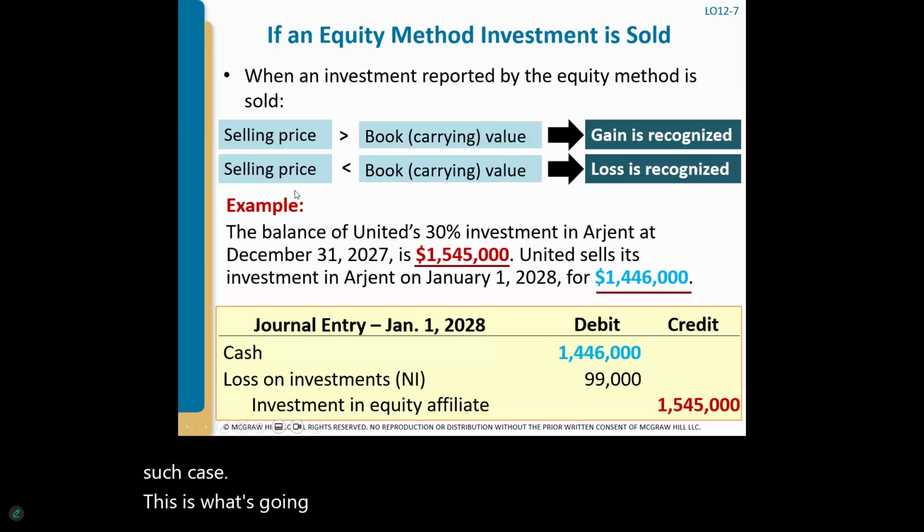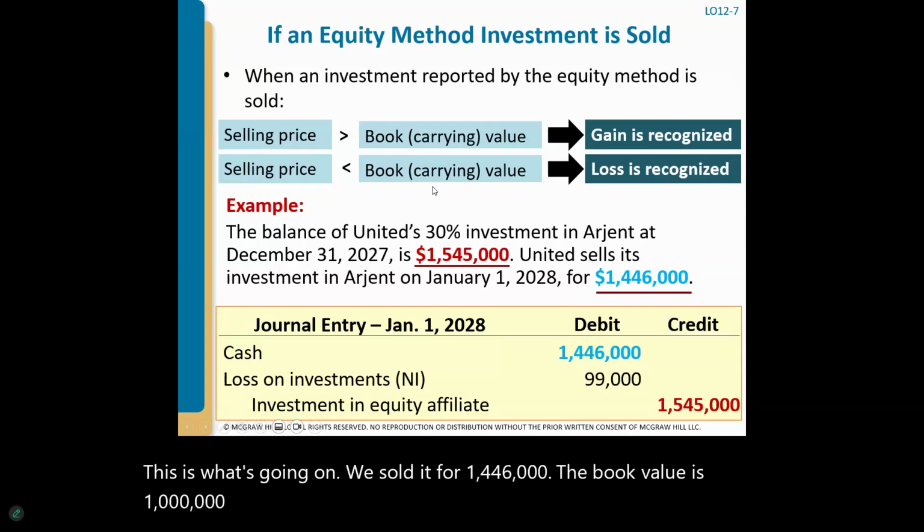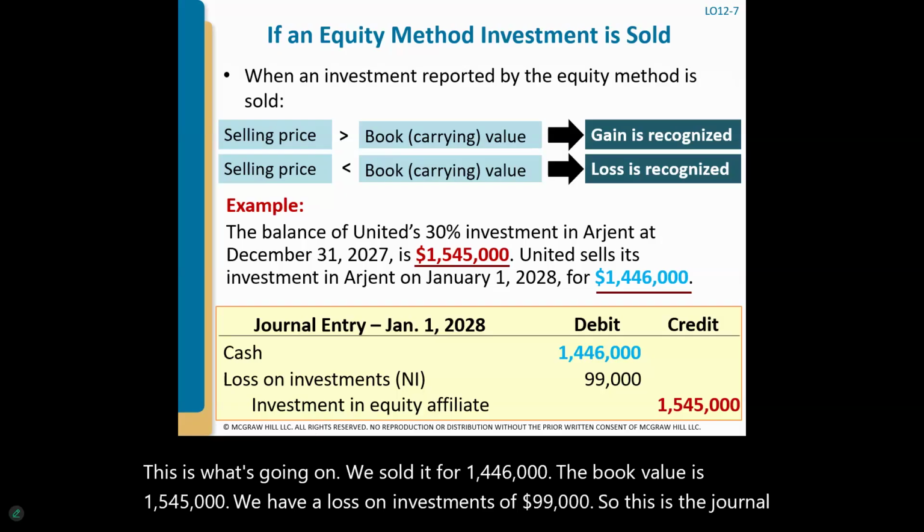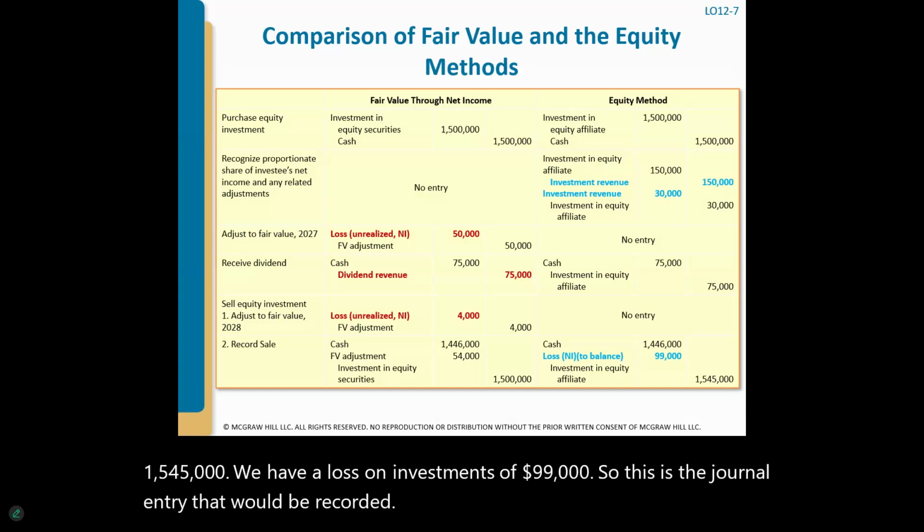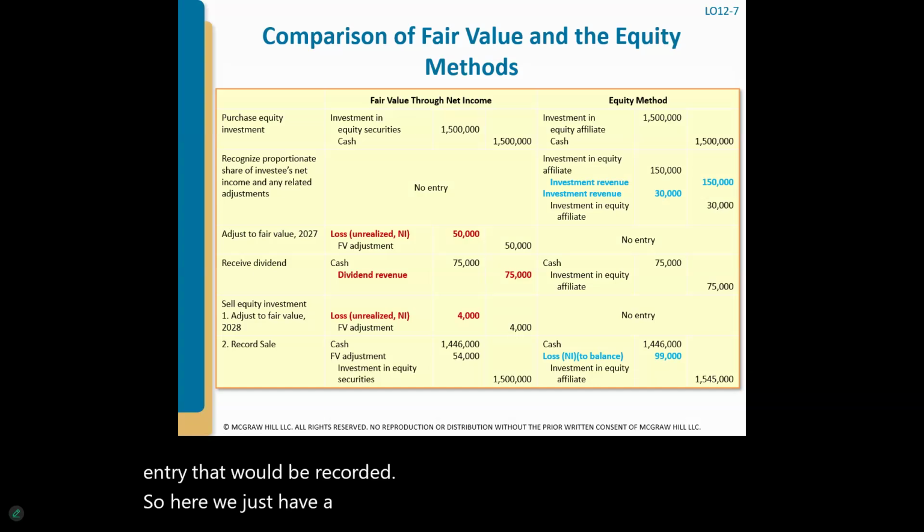We sold it for $1,446,000. The book value is $1,545,000. We have a loss on investments of $99,000. So this is the journal entry that would be recorded. So here we just have a comparison of the fair value and the equity methods.